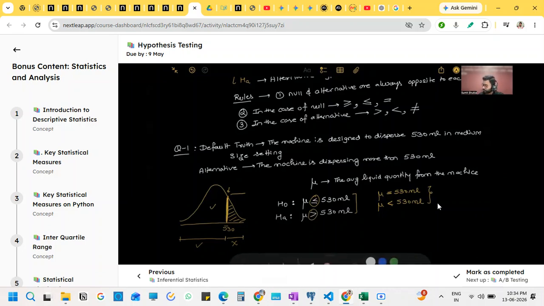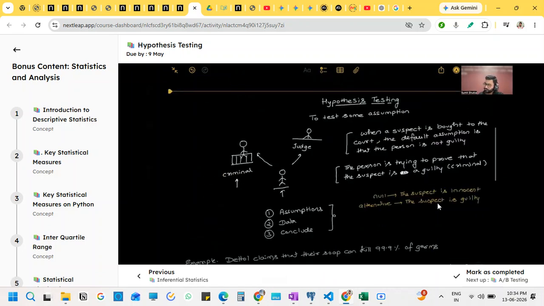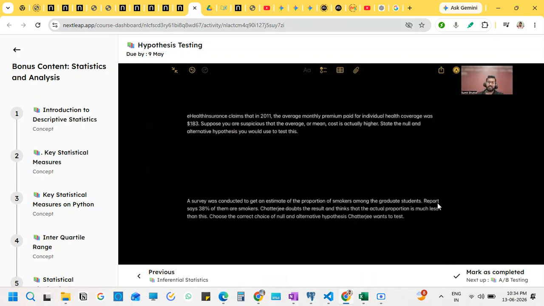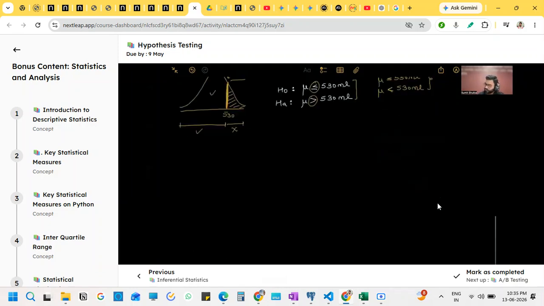Let's focus on the next question to help you understand it better. E-health insurance claims that the average monthly premium paid for individual health coverage was $183. So this is the default truth. So the default truth is, for question number 2.